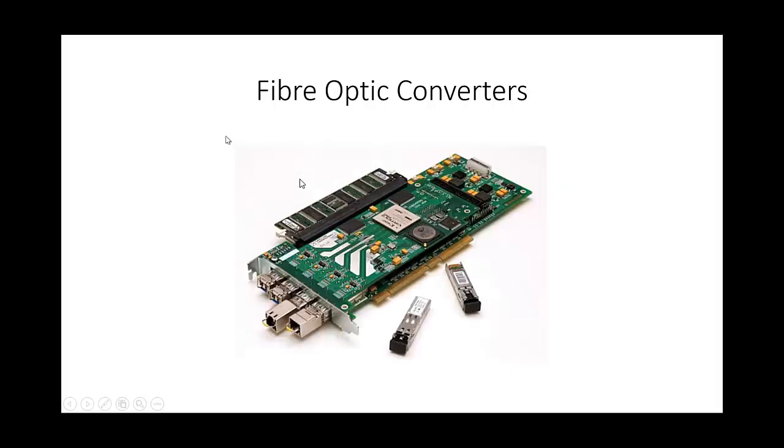Fibre optic converters. Each fibre optic cable attaches to a network adapter, one of which you can see on the screen, which has one or more sockets, each of which contains a small transceiver. This transceiver converts light signals arriving on the cable to electrical signals and vice versa. Early examples of these transceivers were known as gigabit interface converters, or GBICs. These have been superseded by even smaller devices called small form factor pluggable, or SFP transceivers.